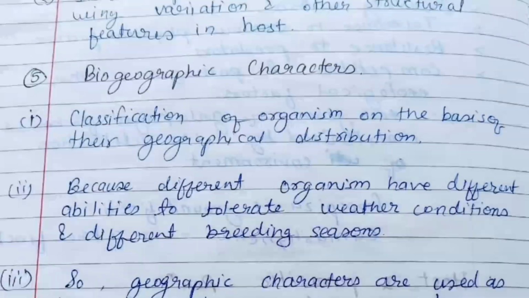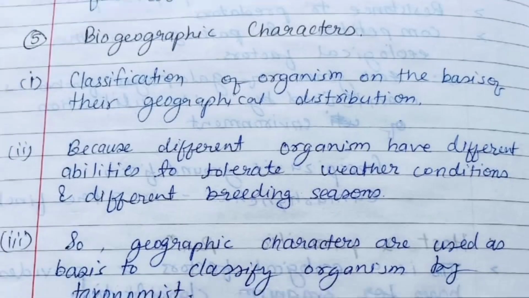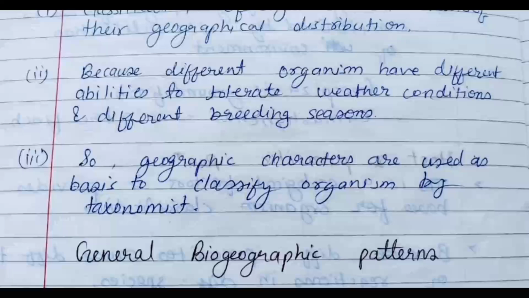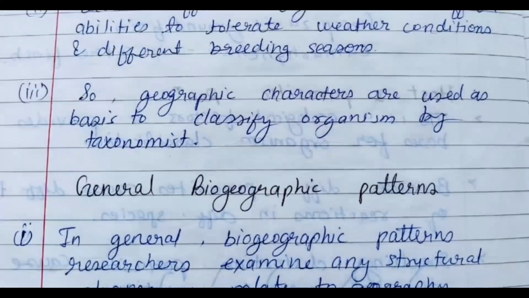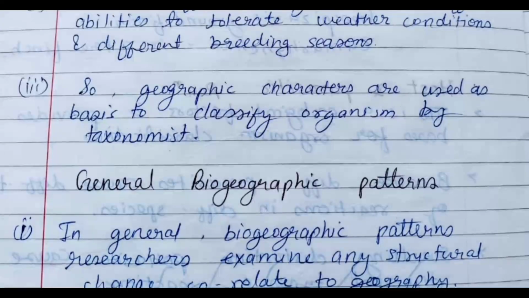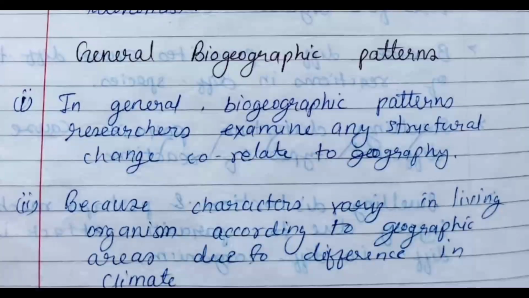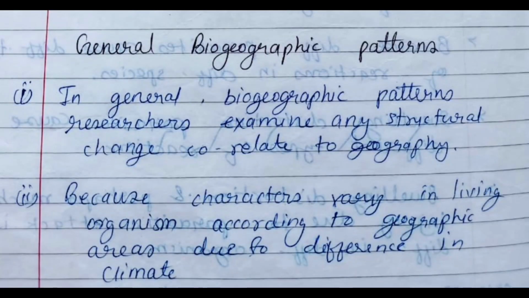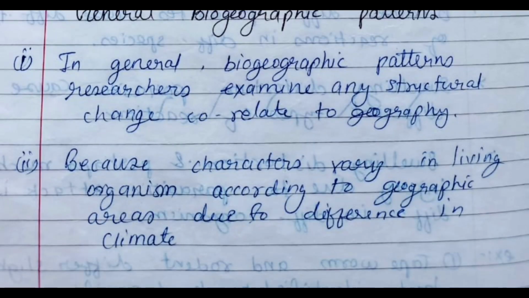Fifth point is biogeographic characters. Classification of organisms on the basis of their geographical distribution, because different organisms have different abilities to tolerate weather conditions and different breeding seasons. So geographic characters are used as a basis to classify organisms by taxonomists. General biogeographic patterns: researchers examine any structural change correlated to geography, because characters vary in living organisms according to geographic areas due to differences in climate.